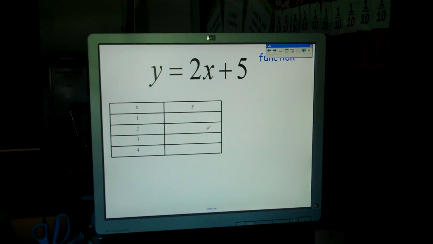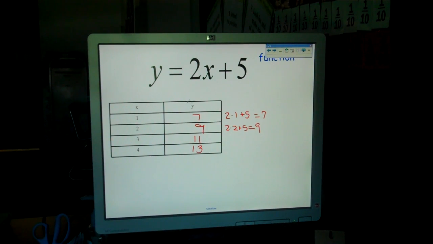Let's plug in 1. So let's do it over here. 2 times 1 plus 5. That's going to equal 7. 2 times 2 plus 5 is going to equal 9. So we're just filling in our function table here. 7, 9. If I do it again, 3 times 2 is 6, plus 5 is 11, and 4 times 2 plus 5 is going to give us, should be 13. Okay?